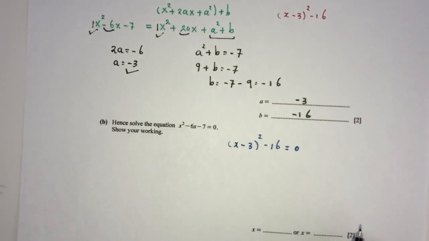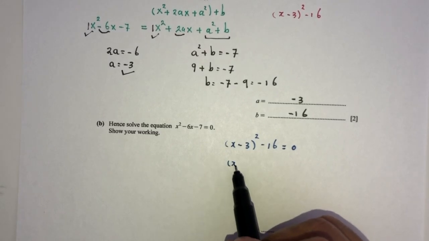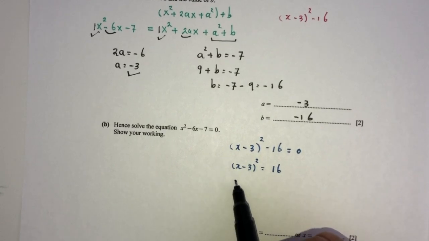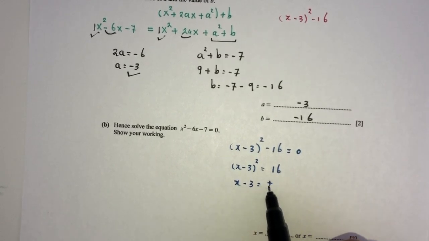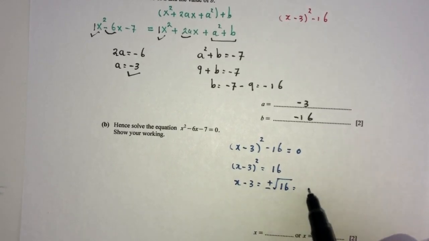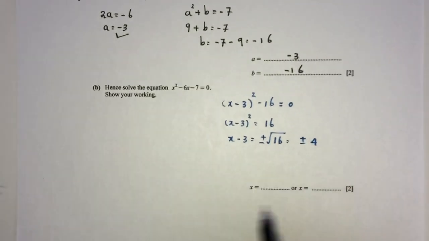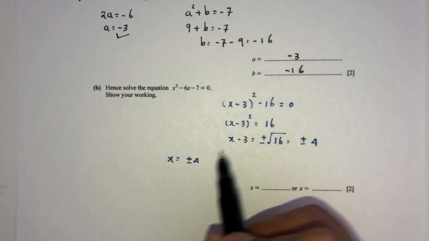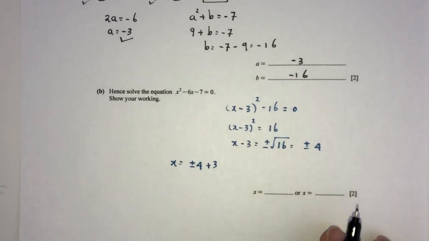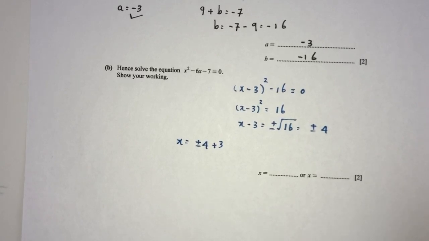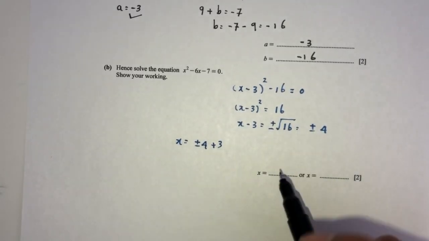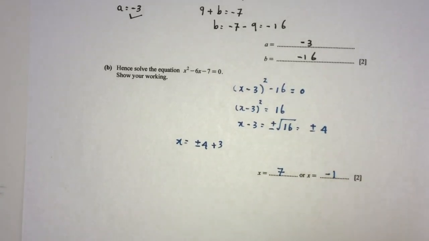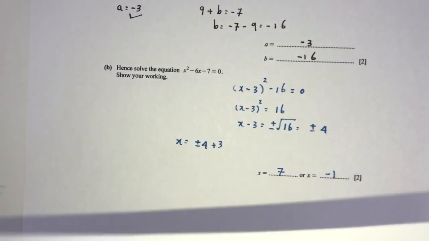Now we solve this one. Pretty easily, we can send the 16 to the other side. We can then apply the square root, so it will become plus minus square root of 16, which will be plus minus the value of 4, right? So x will be plus minus 4, and then we send the 3 over here and it becomes plus 3. So we will have two possible values for x: plus 4 plus 3 will be plus 7, minus 4 plus 3 will be minus 1. So these are the values of x.